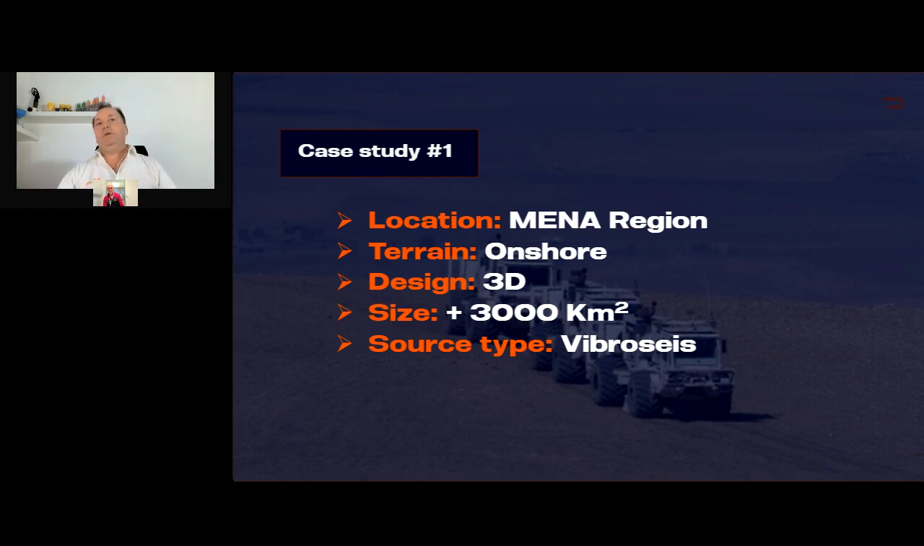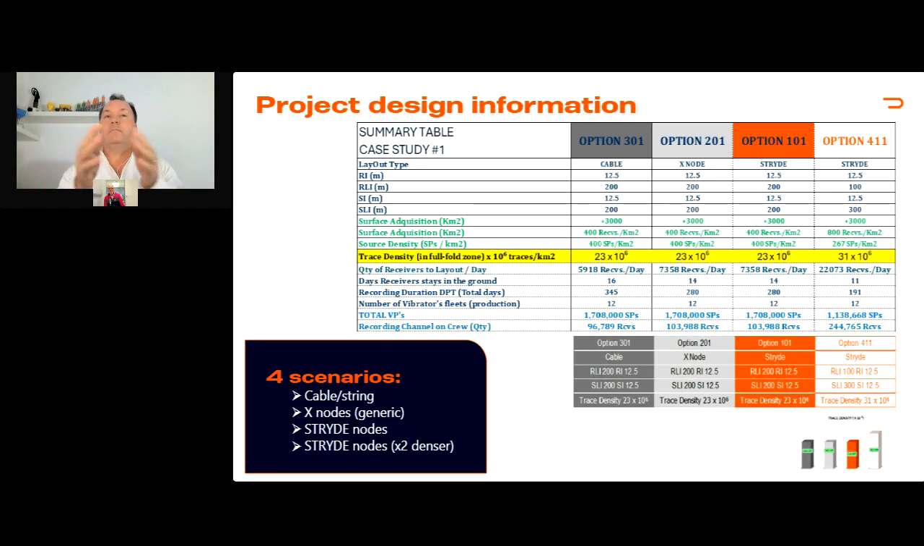First case study, as I said, MENA region onshore, plus minus 3,000 square kilometers, Vibroseis program. Basic description: option for the cable, 301; option for generic X node, a node that is on the market, available; and the third one, stride node. So options 301, 201, 101 are all the same.